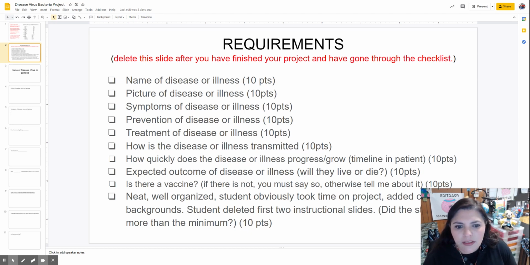The treatment of the disease or illness, this is basically, what is the doctor going to do? What kind of medicine are they going to give the patient?